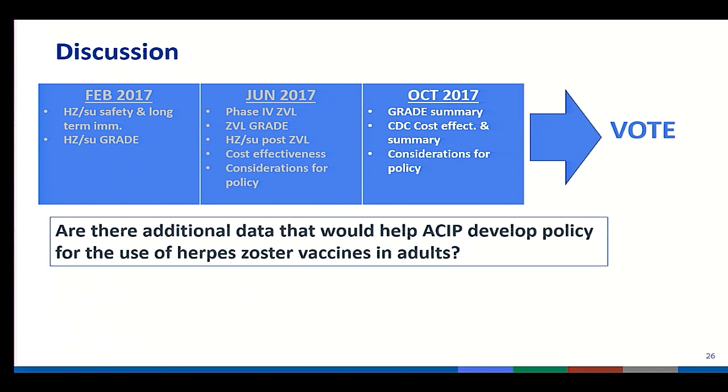At the ACIP's discretion, a vote on herpes zoster vaccine recommendations may be taken in October of 2017. So my question to ACIP is, are there additional data that would help ACIP develop policy for the use of herpes zoster vaccine in adults? Thank you very much for that really excellent summary and presentation. Let's take some time for discussion.